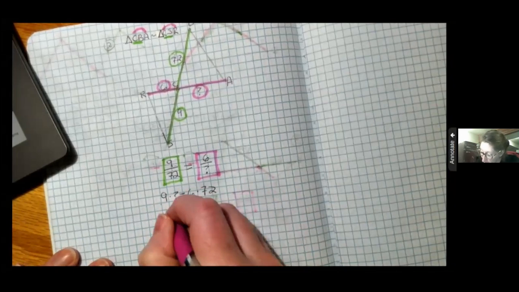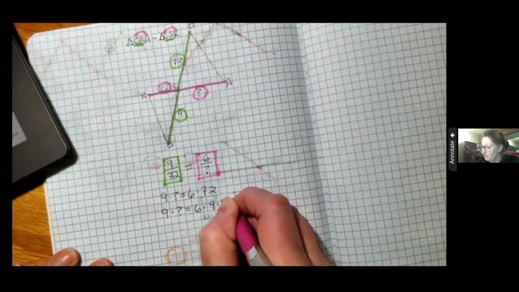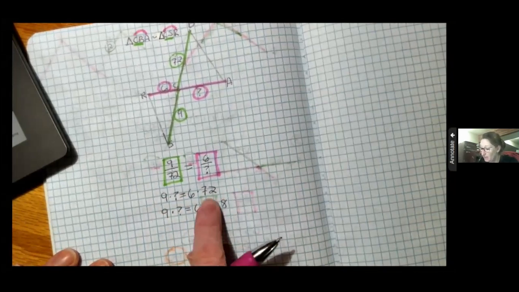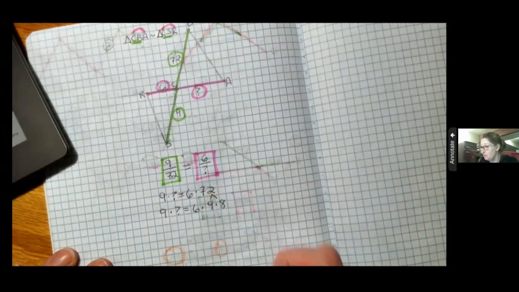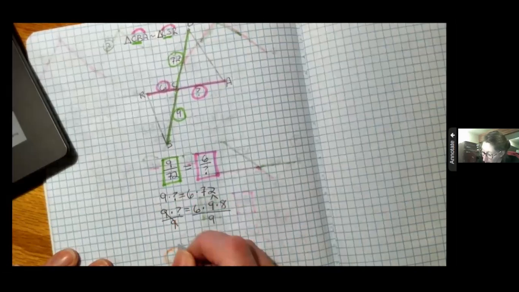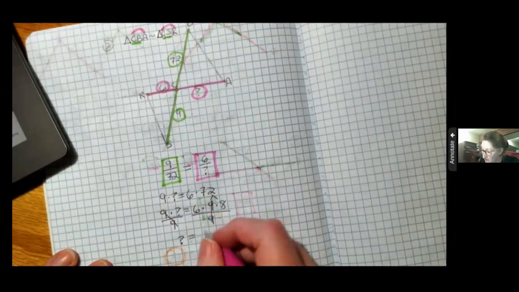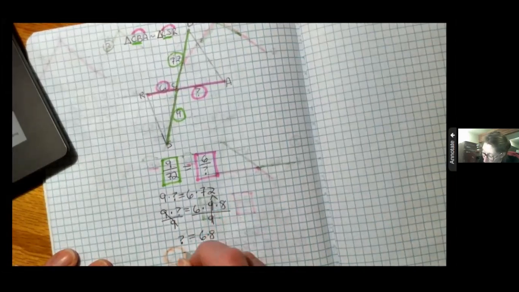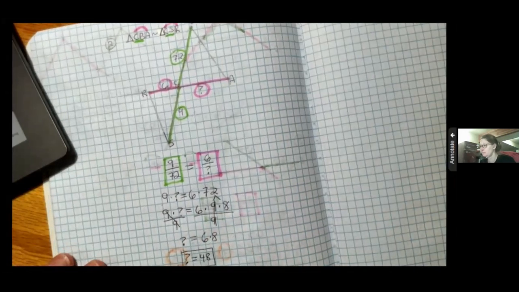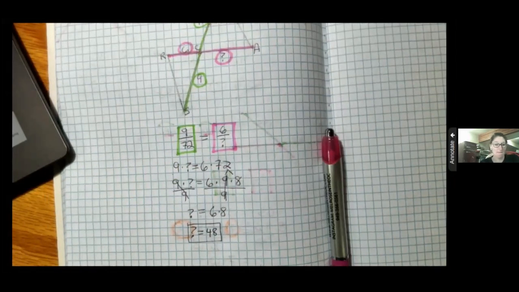And here's what you could do. You could do 9 times question mark equals 6 times 9 times 8. Now you have all your stuff, because I know that 9 times 8 makes 72. I divide by 9. Get rid of that. Now my question mark is by itself, which is what I want. Get rid of the 9s over here, and I have 6 times 8 left. And when I multiply those, that's 48. Does that kind of help? I can explain it again if I went too fast.